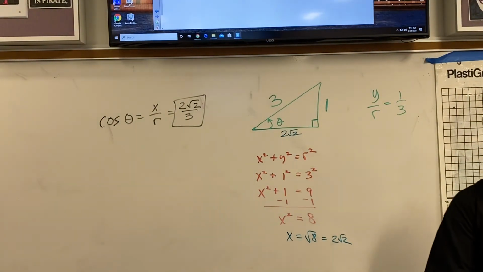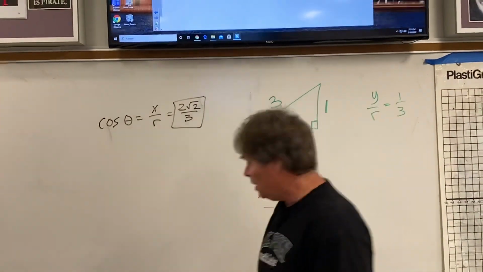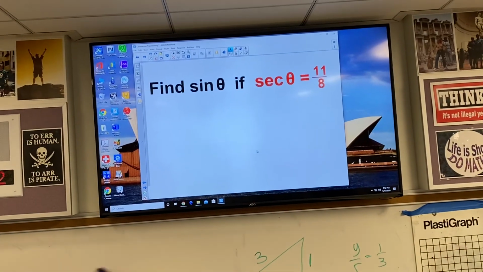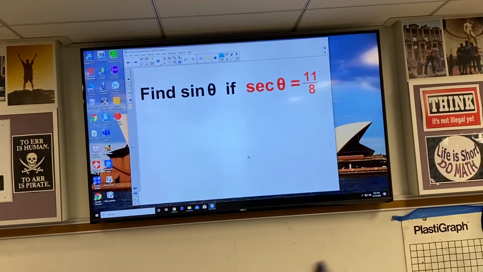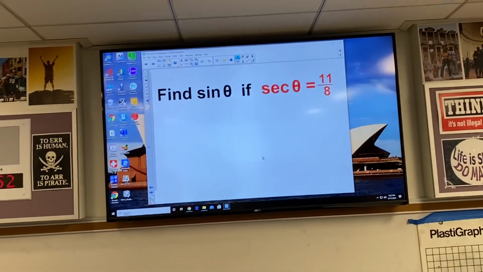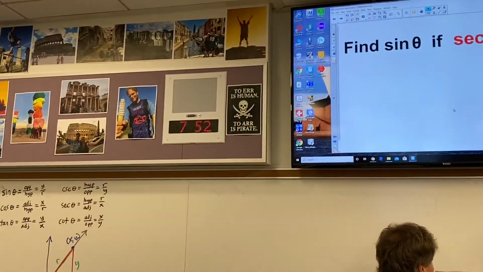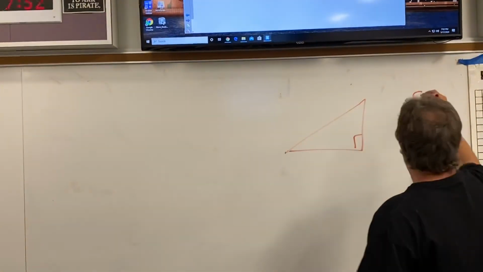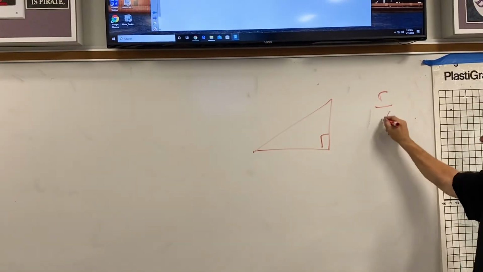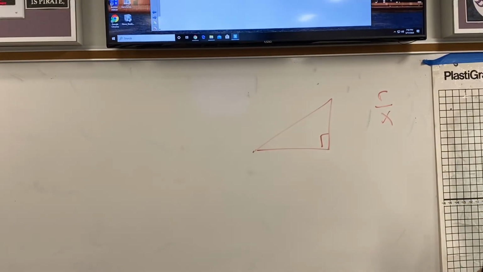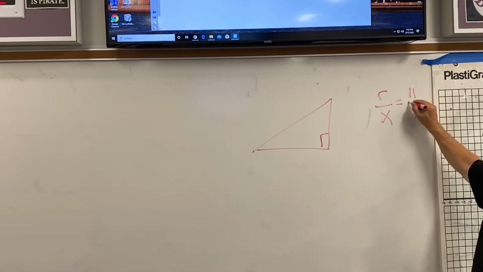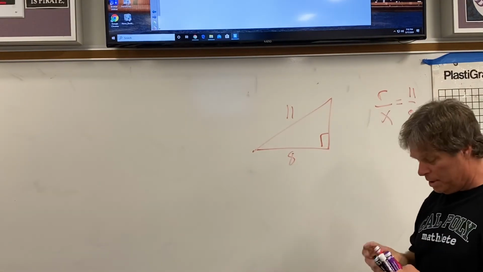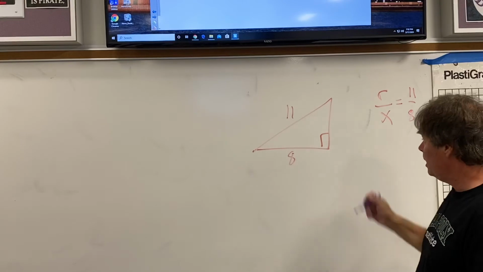How about this one? Find sine if secant is 11/8. So here we go. I'm going to draw a new triangle. Here's my triangle. Okay, secant is 11/8. Secant is the reciprocal of cosine. It's R over X. So it's going to be 11/8. So R is 11. X is 8. The question is, what is Y?